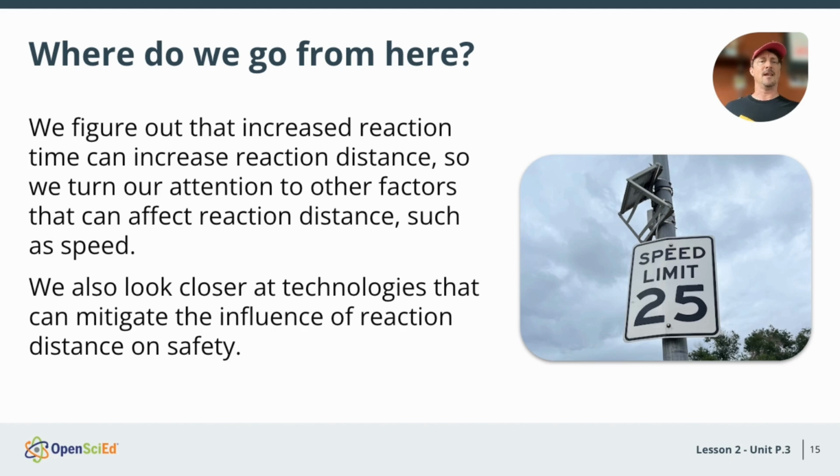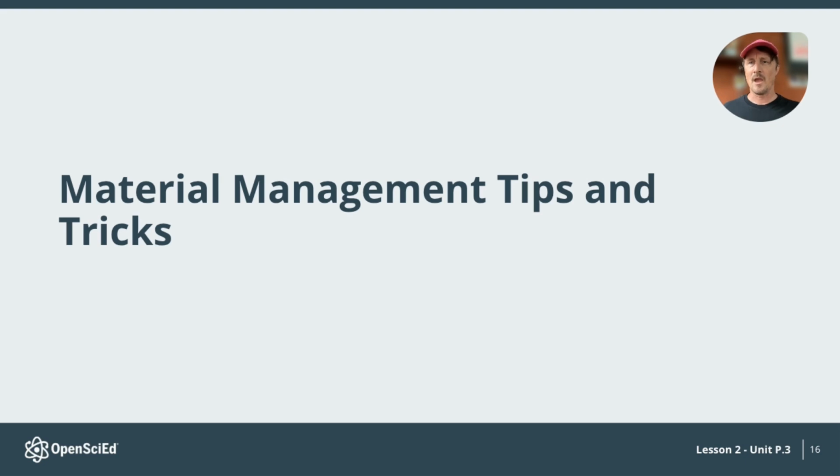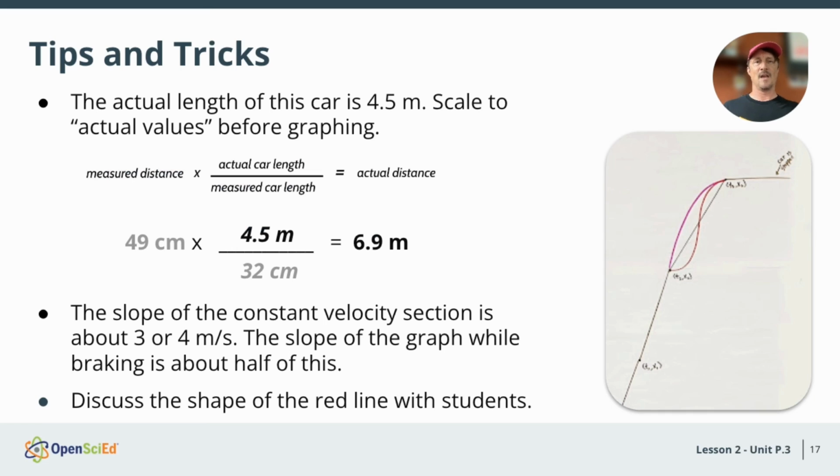Where do we go from here? We figure out that increased reaction time can increase reaction distance. So we turn our attention to other factors that can increase reaction distance, such as speed. We look closer at technologies that can mitigate the influence of reaction distance, like automatic stopping technology, that type of thing.